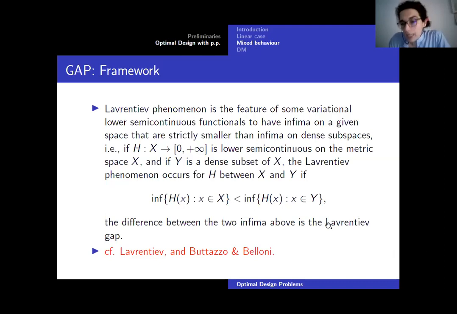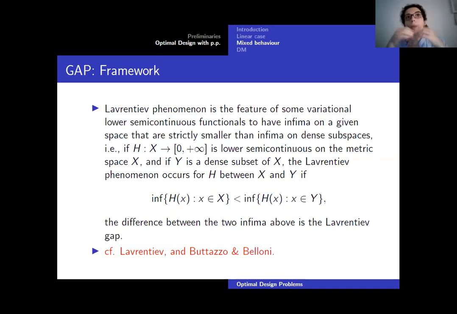Lavrentiev exhibited an example of a lower semi-continuous functional in a certain metric space X, such that the infimum that this functional took on X was strictly smaller than the infimum that the energy functional H took on a dense subset Y. And this was described through an example.